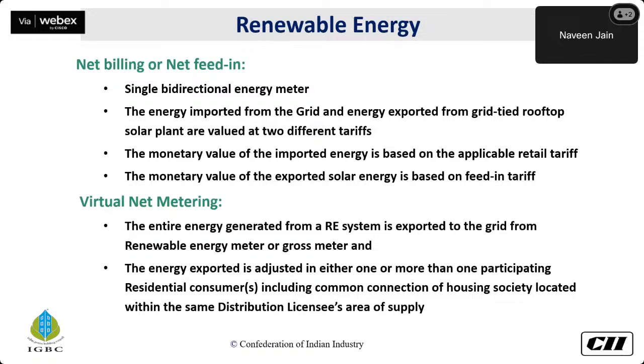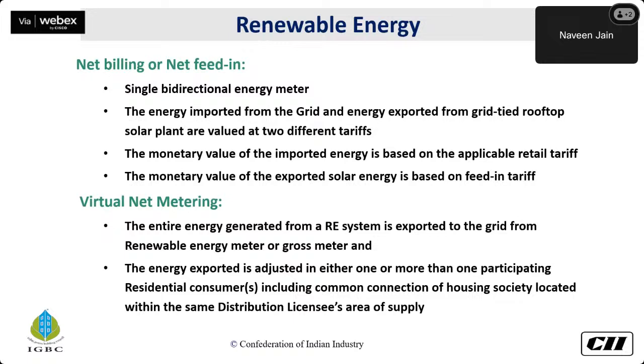Now, one more concept has come up: virtual net metering. So what is virtual net metering? If you have one campus and one metering system, and you have put a lot of solar or renewable energy in the campus, virtual net metering says that all the renewable energy can be accounted for one building. It should come through proper documentation, and some agreements are required. So the entire energy generated from the RE system is exported to the grid from the renewable energy meter or gross meter. And the energy exported is adjusted in one or more participating residential consumers, including the common connection of a housing society located within the same distribution license area or supply.